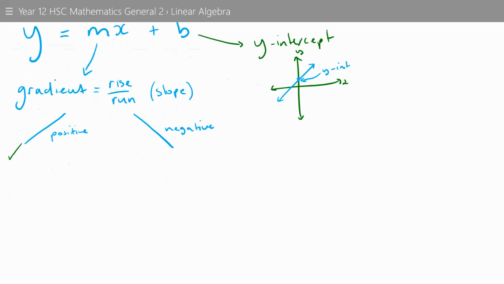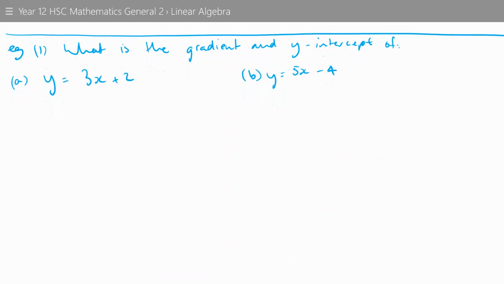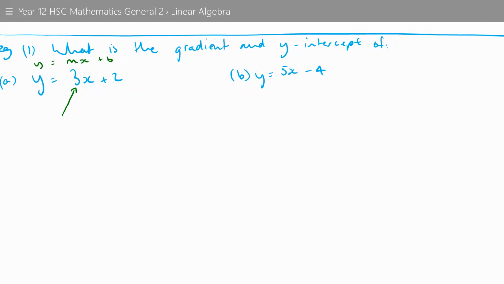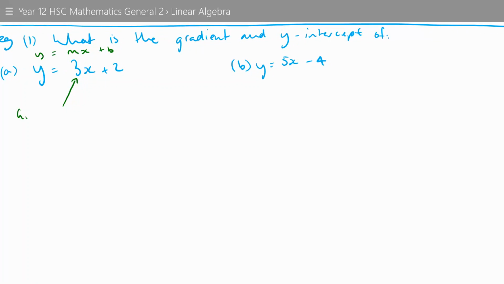So down here, if you get given an equation, y equals 3x plus 2, what is the gradient and what is the y-intercept? Straight away, this 3 is in the place of m in y equals mx plus b. So therefore, the gradient equals 3. This positive 2 is in the place of b. So the y-intercept equals 2.